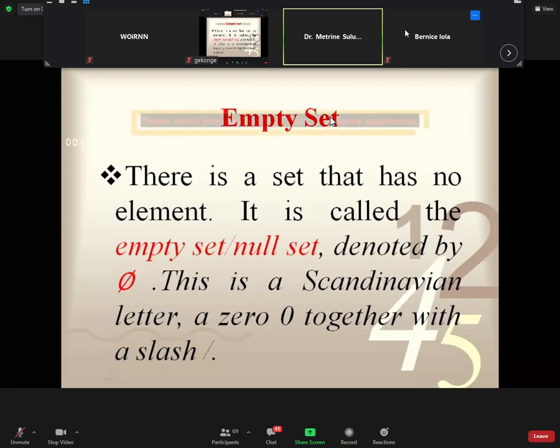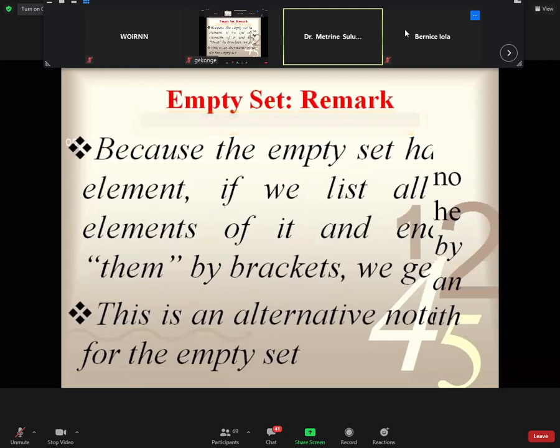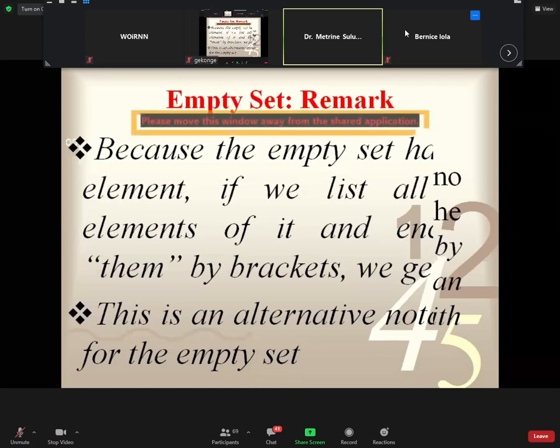So I was explaining, you have a set called the empty set, which is also referred to as the null set. We can represent that using the Scandinavian symbol, or we can use brackets with nothing in between. Because the empty set has no elements, if we list all its elements and close them by brackets, the alternative way to show that is two brackets, the beginning and the end, with nothing in between.